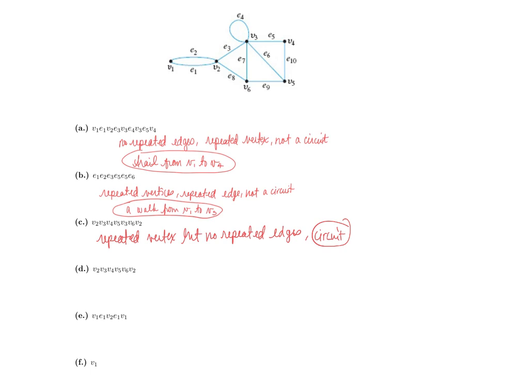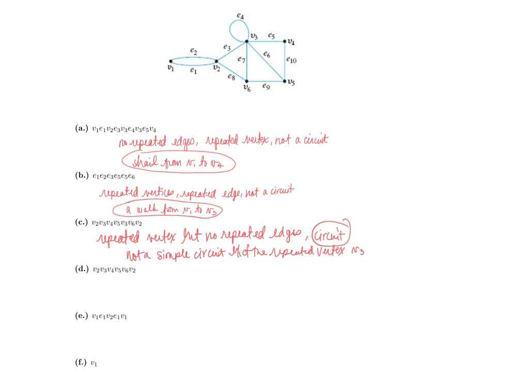But because we have a repeated vertex, it cannot be a simple circuit. So it's just a circuit, right? So it's not a simple circuit because of the repeated vertex, which I believe was V3.